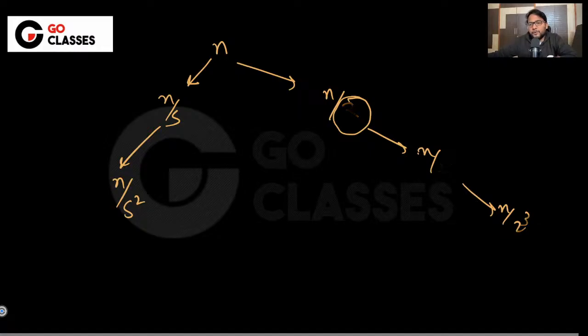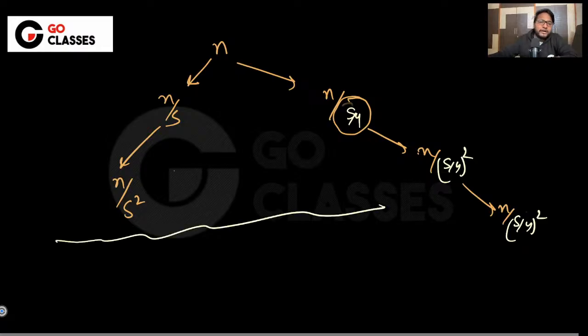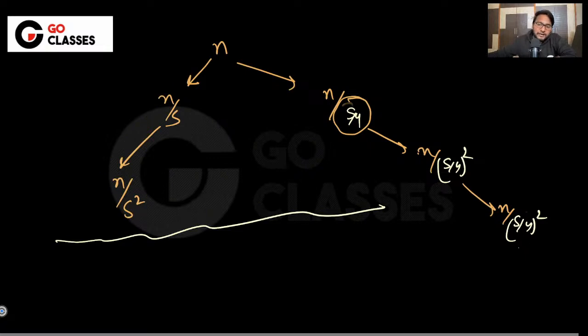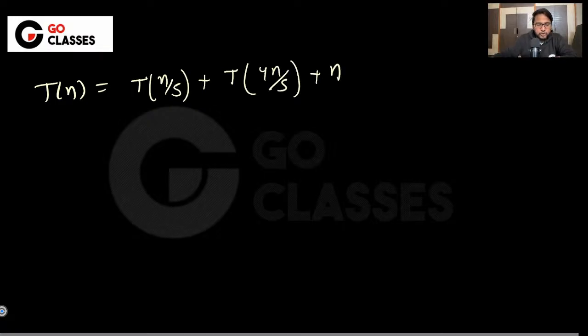If you keep on dividing by a lesser number, then which branch will be higher, which branch will go longer? See, this branch will get terminated early, and this rightmost branch will get terminated at last. So what I'm saying, see, the recurrence relation is given like this: T(n) equals T(n/5) plus T(4n/5) plus n. Okay, this is what you are getting.